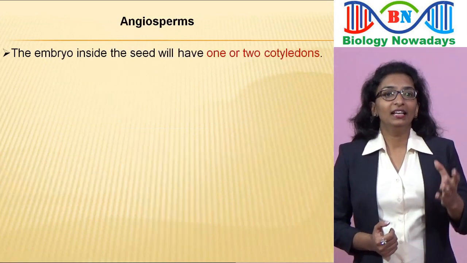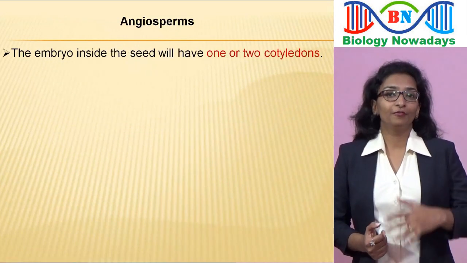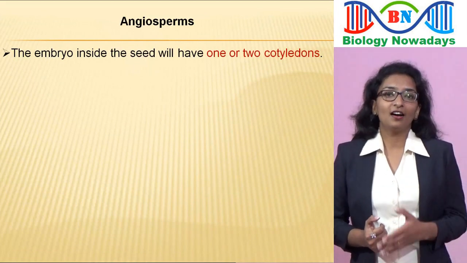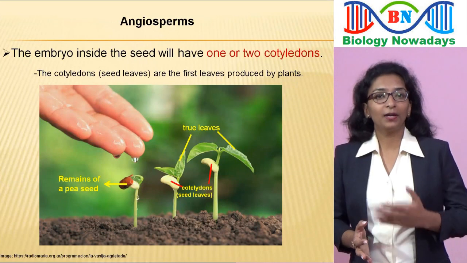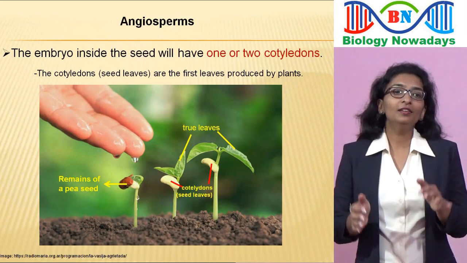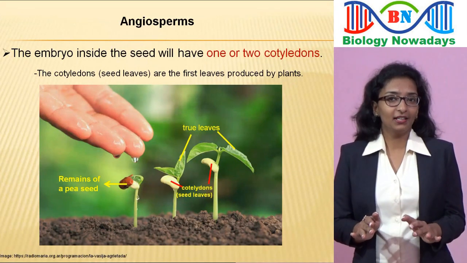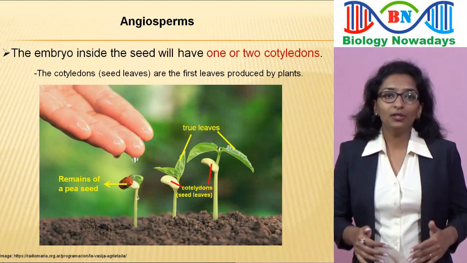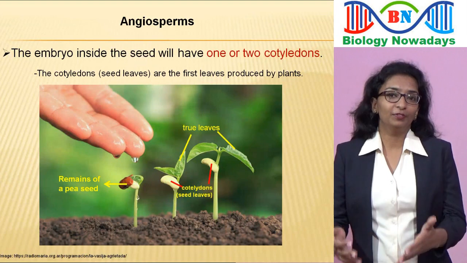The embryo inside the seed will have 1 or 2 cotyledons. The cotyledons are the first leaves produced by plants. They are not considered as true leaves but as seed leaves because they are actually part of the seed or embryo of the plant.